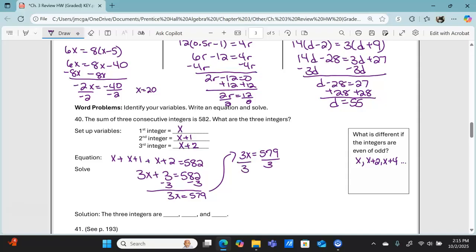Divide by 3. Goes in once. 9 times. 3 times. So x equals 193. So 193, 194, and 195. If you're doing even and odds, make sure that you add 2 each time. So like it would be 193, 195, and 197.